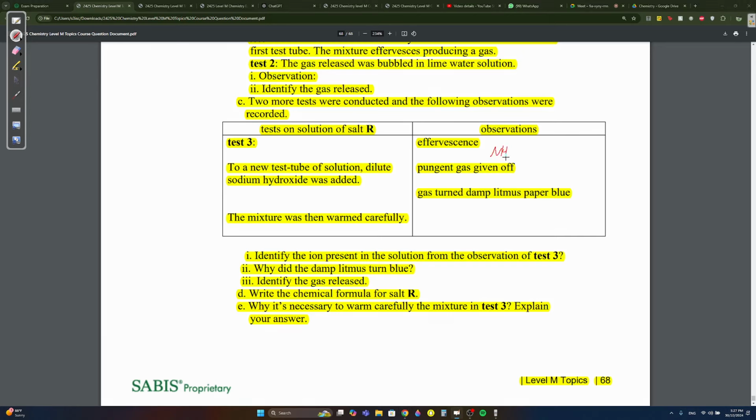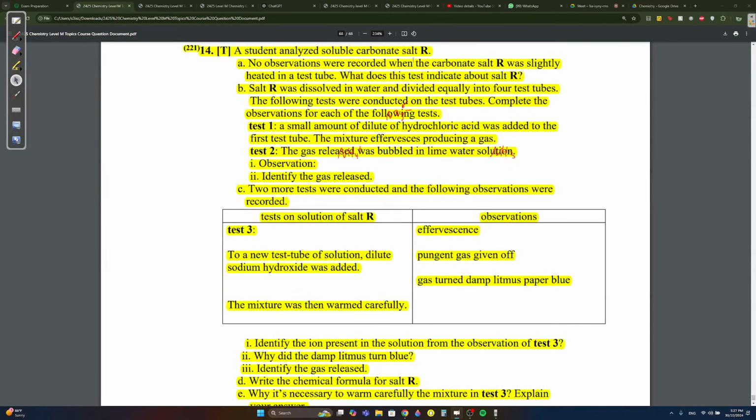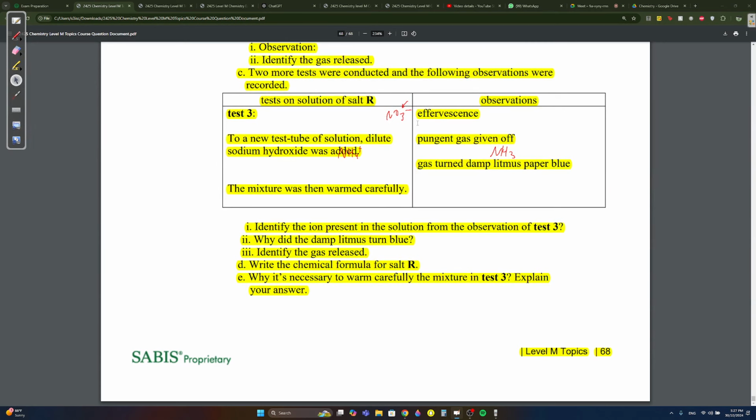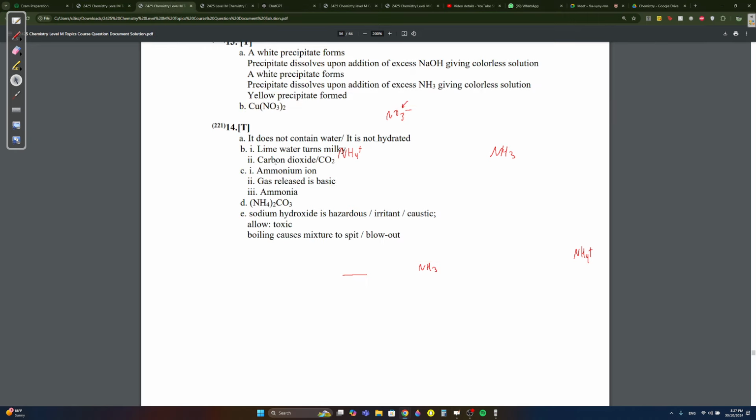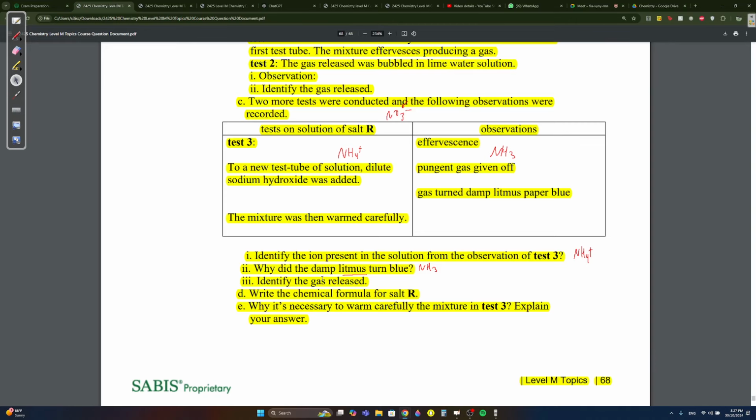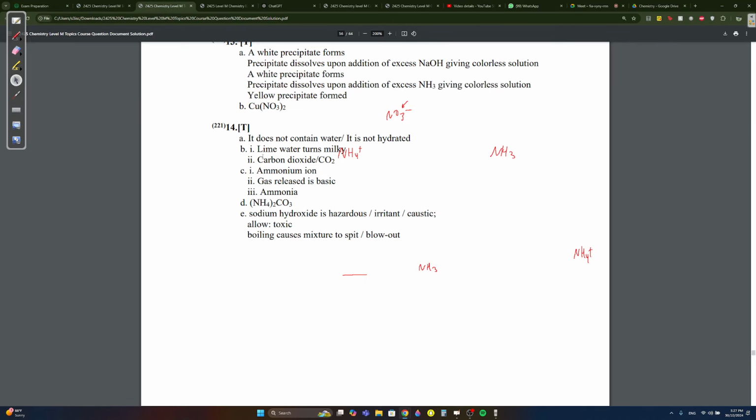And to get ammonia, did they mention anything about aluminium and heating it? They didn't mention anything about aluminium, right? So that means the cation used here is NH4 plus. It also can't be nitrate ion, NO3 minus, because I already have an anion here, CO3 2 minus. I can't have 2 anions. So the ion present is going to be NH4 plus. Why did the damp litmus turn blue? Because NH3 is basic. Gas is basic. Identify the gas released: ammonia.